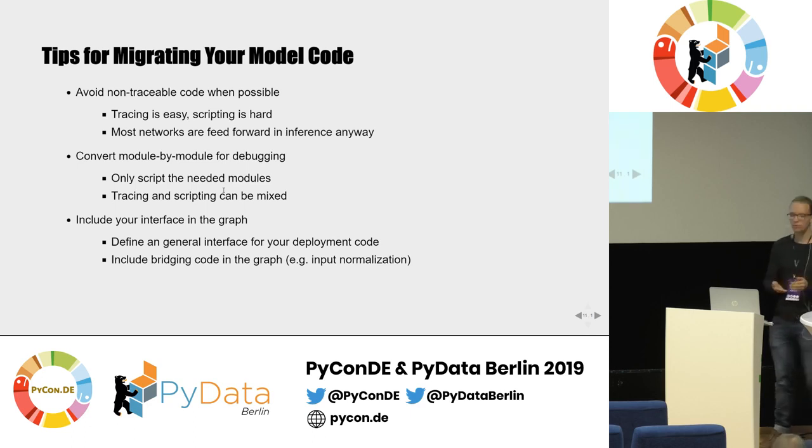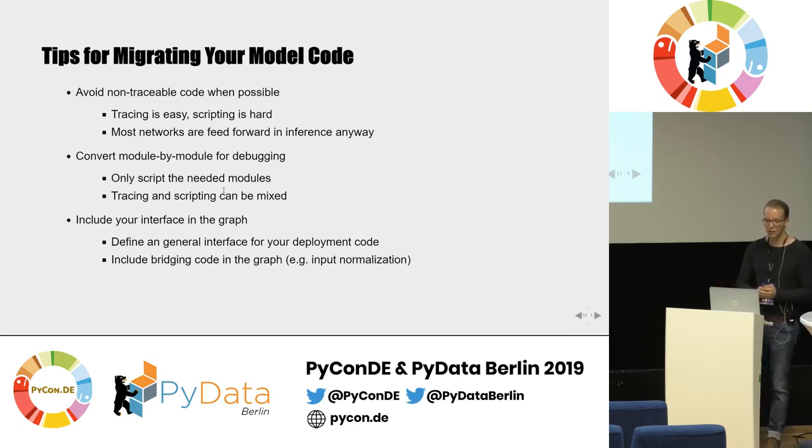You can mix scripting and tracing. So try to find out which of your modules is the problem, and then only script that. If you then trace the whole module, the script module will still be there and work as expected, so you don't have to script your whole network, but only the one module where it fails, basically.